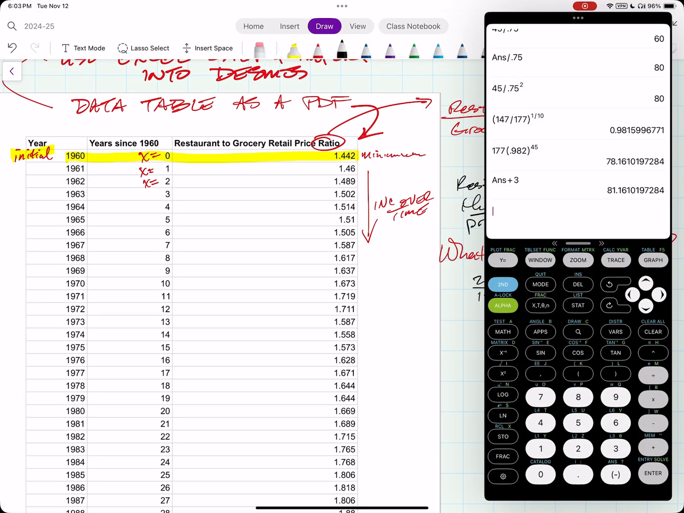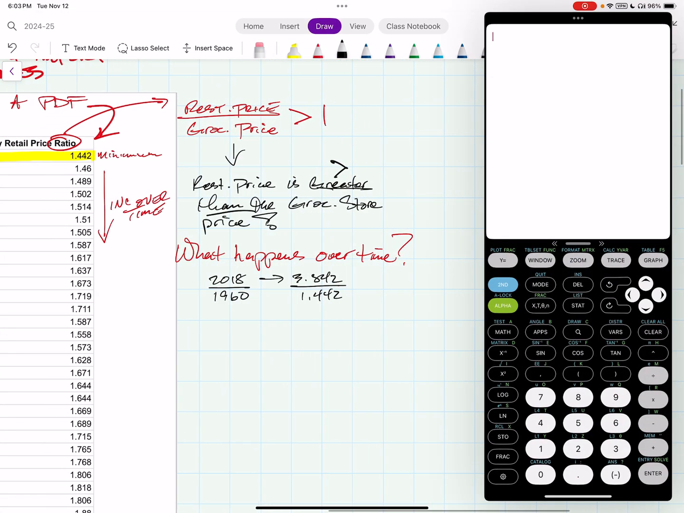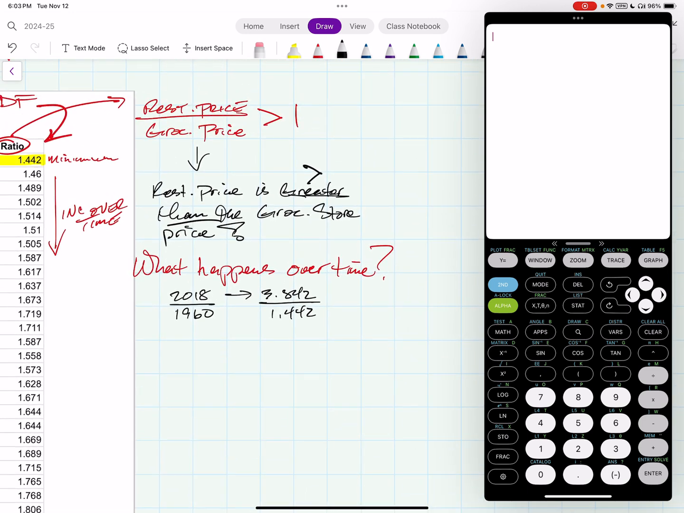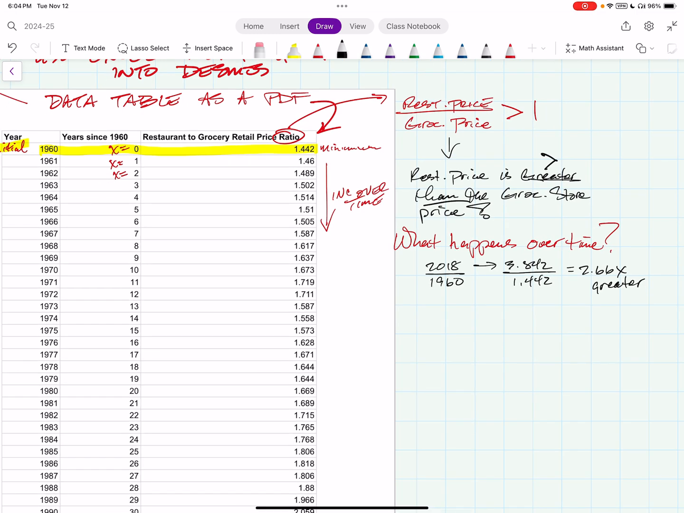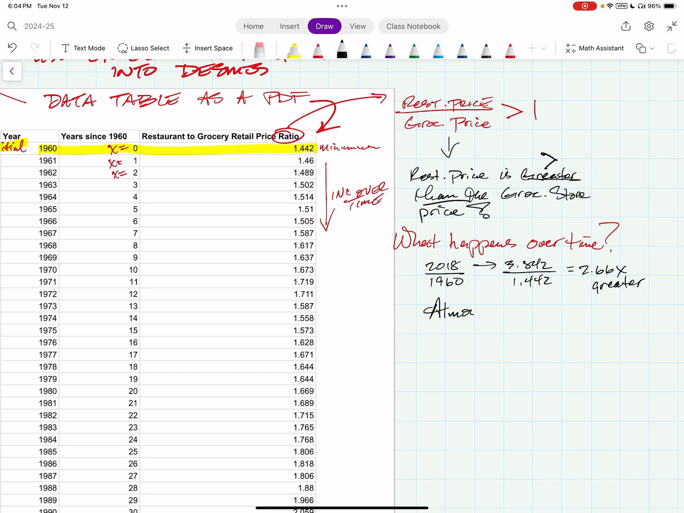So whip out your handy dandy TI-84, and let's say here we go. So what happens over time? Let's take 3.842 divided by 1.442, and check it out. It is 2.664 times greater. So roughly 2.66 times greater in 2018. So it's almost tripled. Almost tripled over time. And I'm answering the questions here in problem number 1.